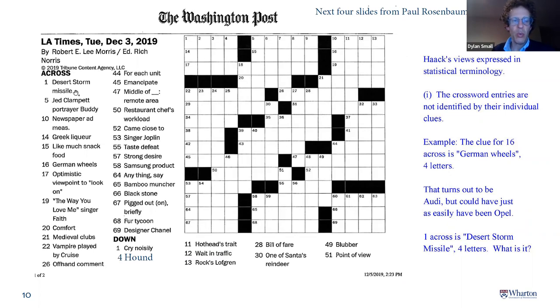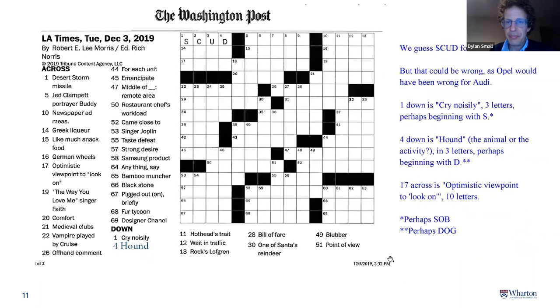Like, you look at one across, it's "Desert Storm missile." One possibility would be Scud, right? The Scud missiles that were used in the Persian Gulf War. We know that could be wrong, just as Opel would have been wrong for 16 across. Then we look at one down, "cry noisily." Maybe sob, it could be reasonable. Four down is hound.